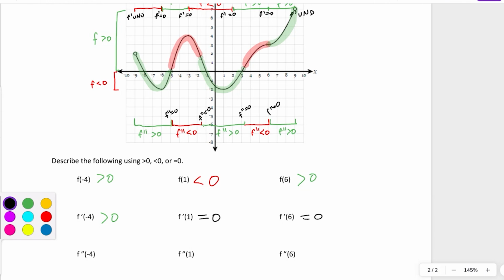All right, now let's talk second derivative. At -4, the graph is concave down. So what do we know about the second derivative? It's negative. Good. Less than 0. Not less than 1, right? At 1, concave up. So the second derivative is positive. And then finally at 6, what can we say about the second derivative? 0, because that's where the sign is changing. Very good. All right.